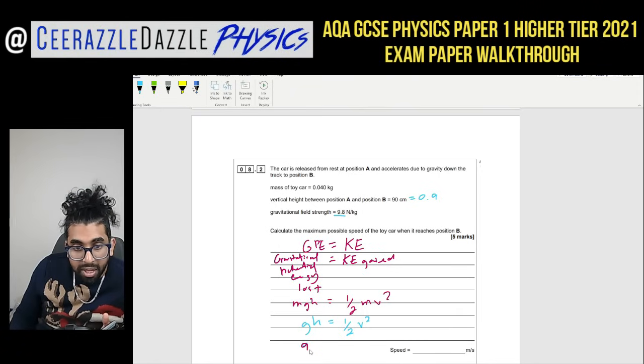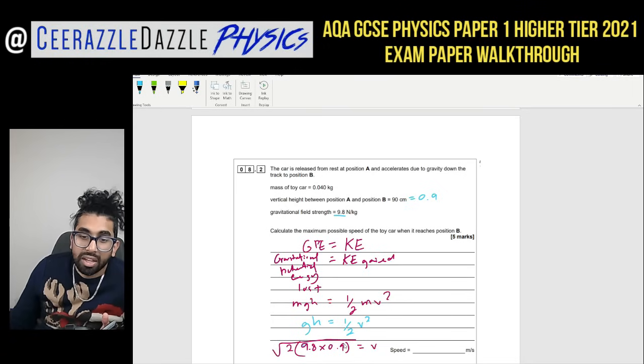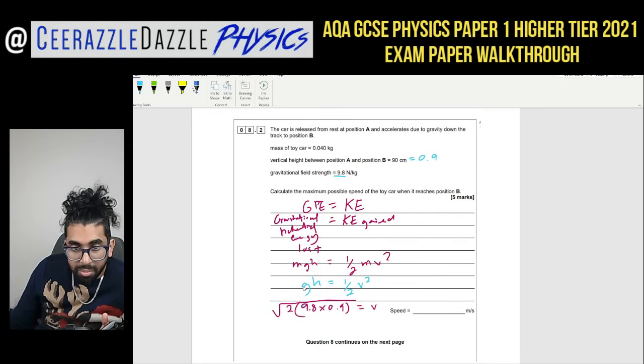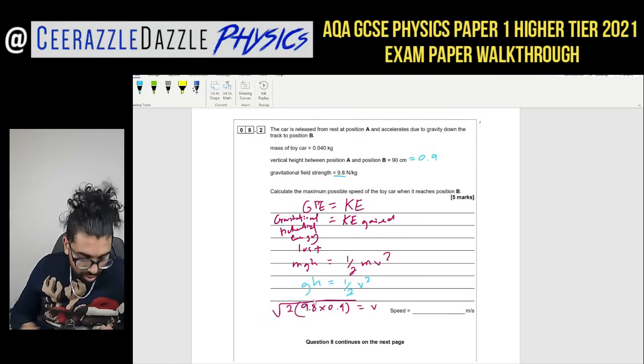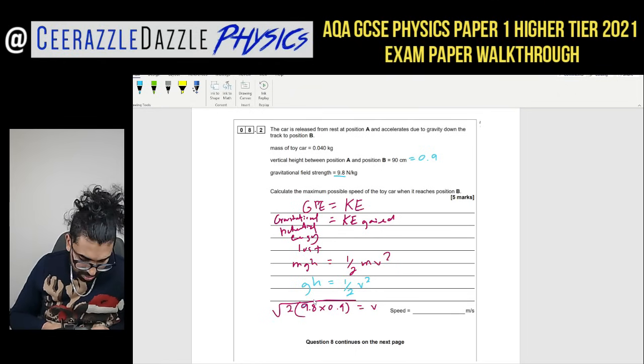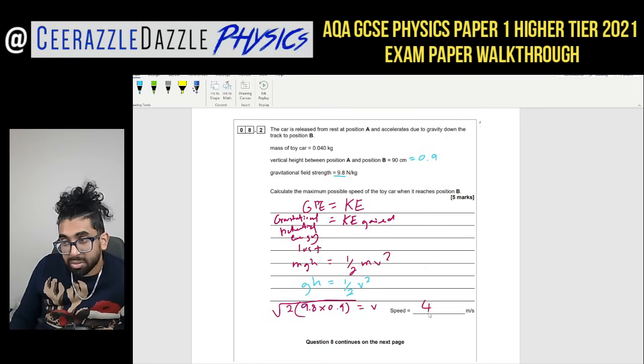So therefore, 9.8 times 0.9, and then I move the 2 up, so 2 times all of that is equal to v squared. Then I take the square root. So 9.8 times 0.9 times 2, square root the answer, it's 4.2 meters per second.